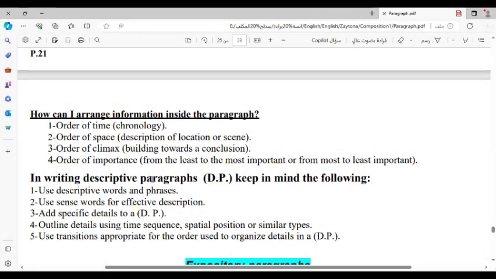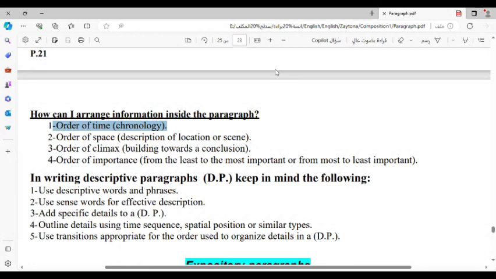Am I describing, for example, a place? So I need to go with this one, number 2. Am I describing a situation? So I need to go with this one, order of time. So I need to start with the beginning and describe the situation that happened till I reach the end.